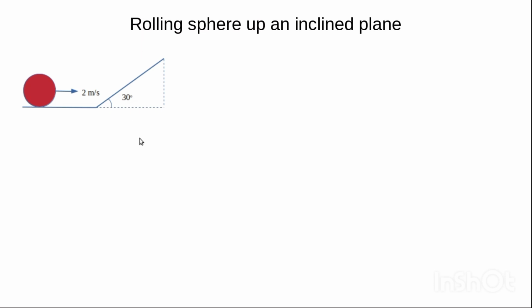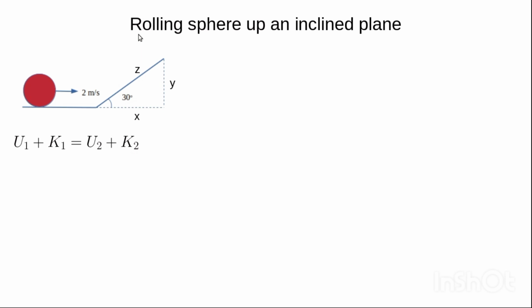To solve this problem, first of all, let's label the axes properly so that the understanding will be clearer. We can label this one as our X, this one as our Y, and this one as our Z. Now to solve this problem, we are going to be using the conservation of energy theorem, which gives us potential energy at point 1 plus kinetic energy at point 1 equal to potential energy at point 2 plus kinetic energy at point 2.